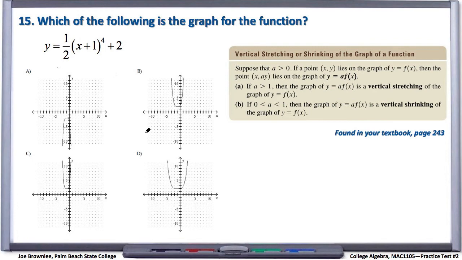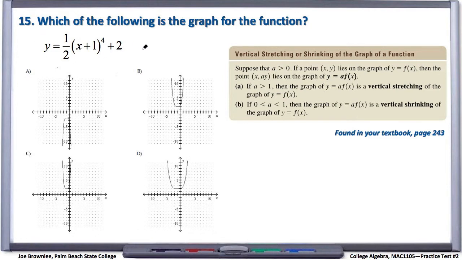All right, number 15, which of the following is the graph for the function? They've given us y equals 1/2 times quantity x plus 1 to the fourth plus 2. And we have four different options, A, B, C, and D, and we are asked to determine which of the graphs shown, A, B, C, or D, is the graph of this equation.